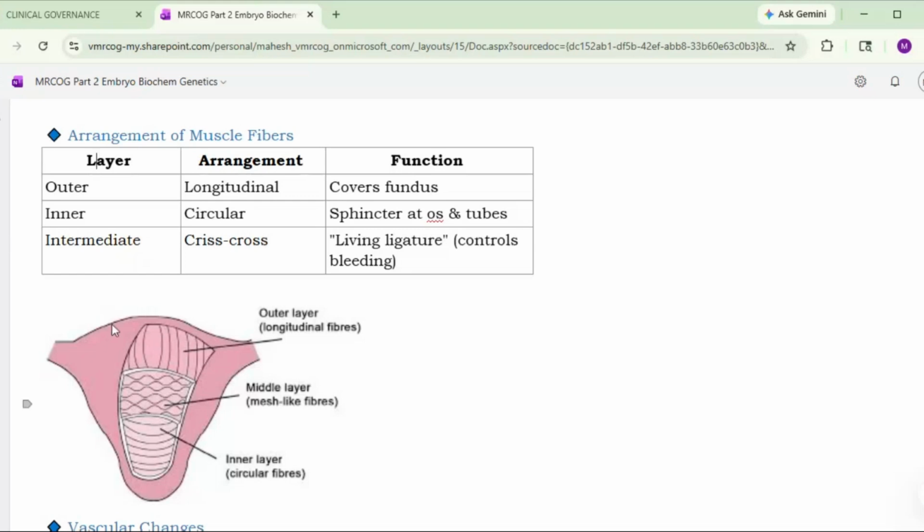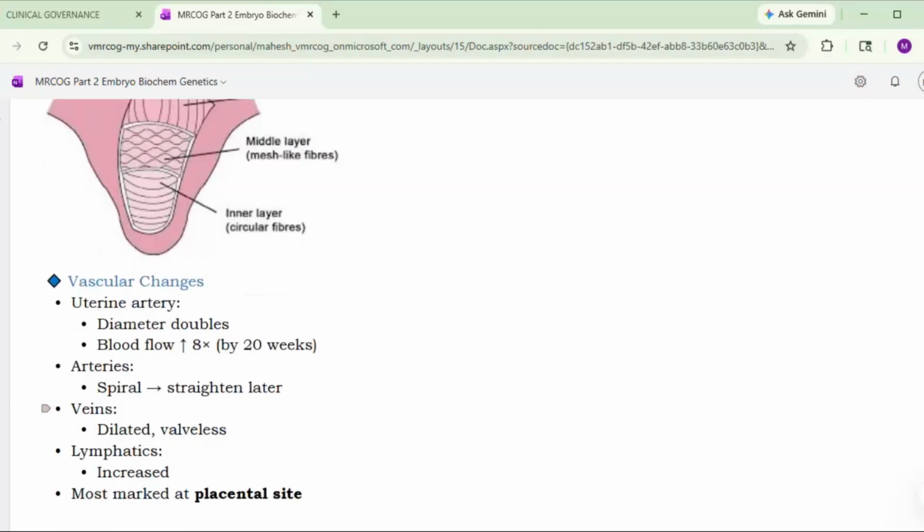Near the fundus you will get these longitudinal fibers, and then you have these middle fibers which are in a crisscross manner. They are mesh-like fibers, and the blood vessels pass through them, and that helps in the control of bleeding. And you have the inner circular layer which is mainly around the cervix as well as at the opening of the tubes.